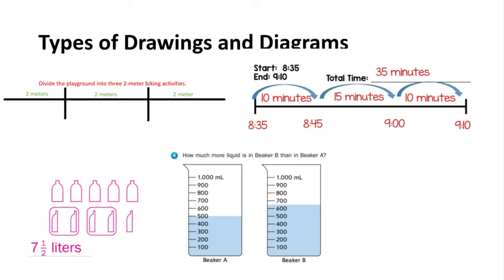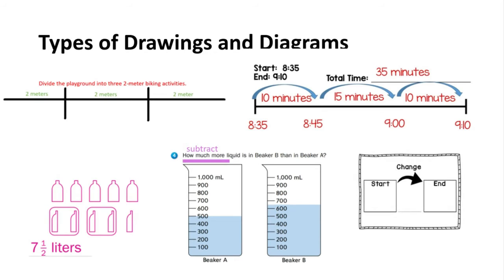Sometimes authors give us drawings or diagrams to study. If I look closely at this diagram, I see that it asks how much more liquid is in beaker B than in beaker A. If I think carefully, I know that I need to subtract the amount in beaker A from beaker B. I could use a change diagram to help me when I can identify parts of a number story.